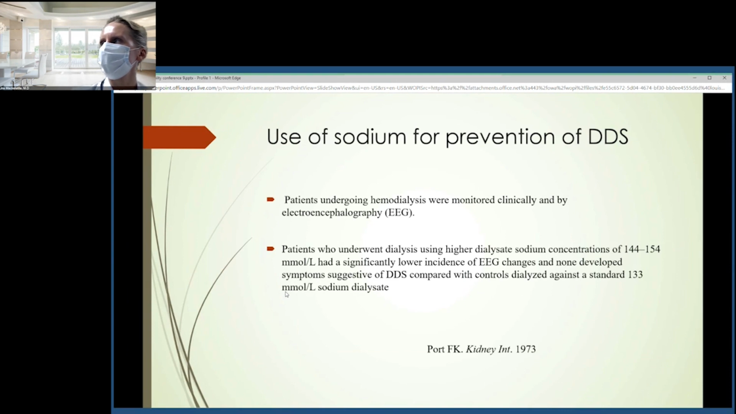So they were doing continuous EEGs on people with high ureas and on dialysis, and they were doing either a high sodium bath or a low sodium bath. The high sodium bath was somewhere between 144 to 154, and the low sodium bath 133. And there were much fewer EEG changes when they used the high sodium bath in these people. And also none of these people developed any symptoms compared to the low. So choose a high sodium bath on dialysis. On CRRT, unfortunately, we don't have an option of a higher sodium bath.